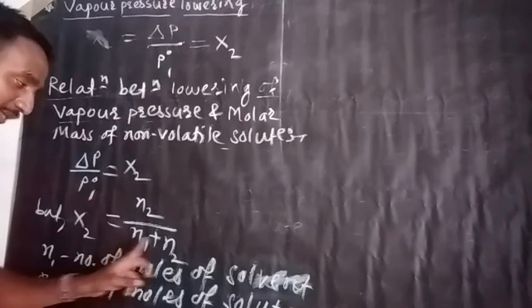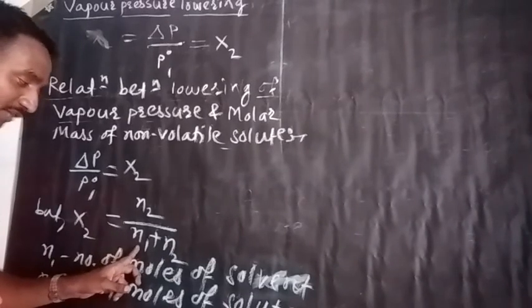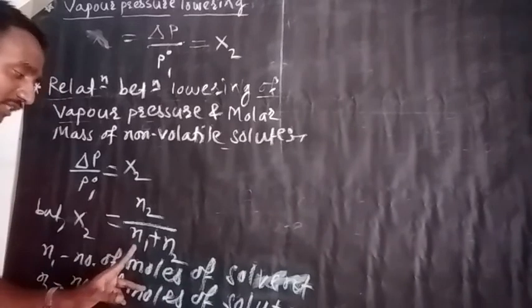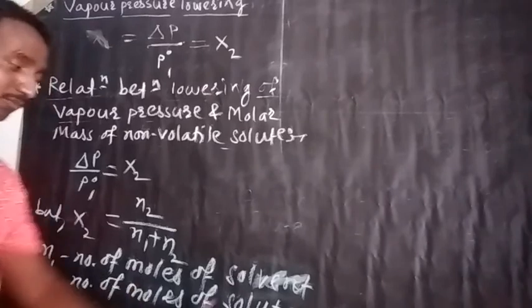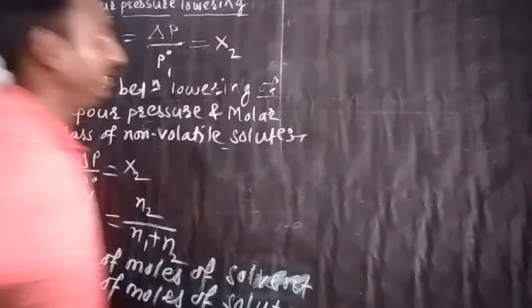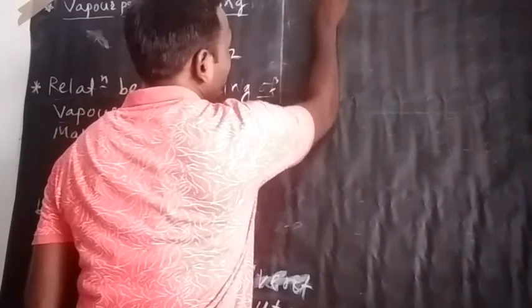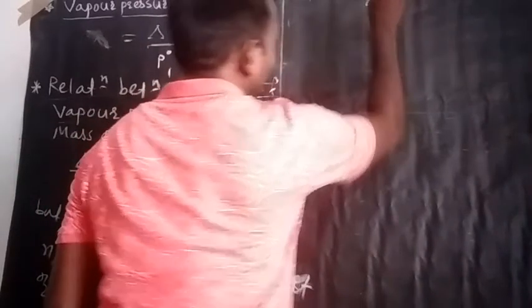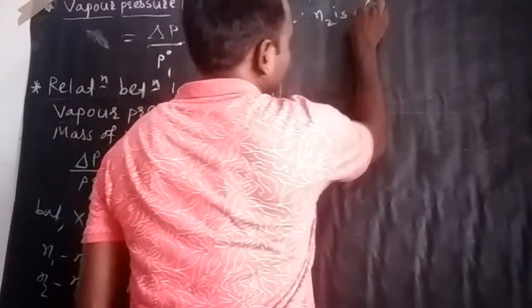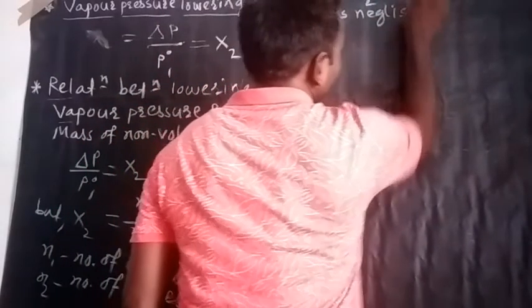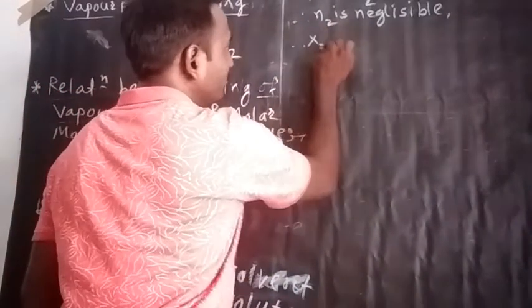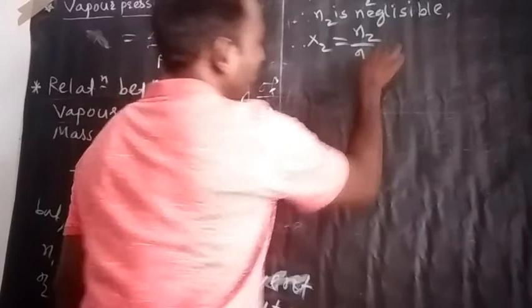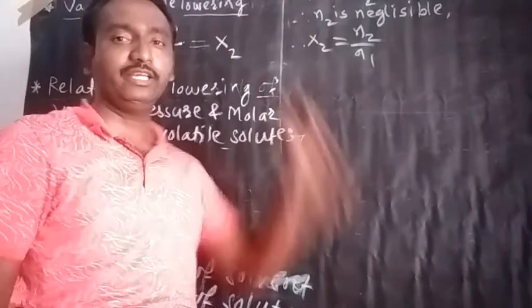But when we compare n1 and n2, n1, the number of moles of solvent, is larger than n2, the number of moles of solute, and that's why we can assume here n1 is greater than n2, and that's why n2 is negligible in the denominator. In that case we can write therefore x2 becomes n2 upon n1.